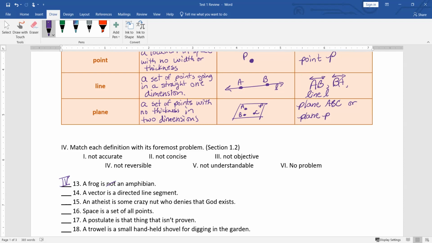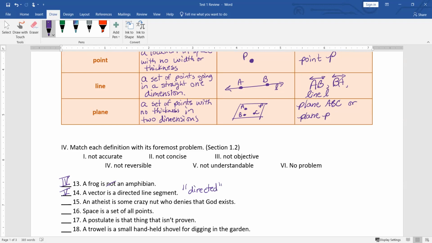So we would need more information in order to make it reversible. So in 14, a vector is a directed line segment. Now in this case, it's not understandable, and that specifically refers to the words used, because we do not know what it means for a line segment to be directed.